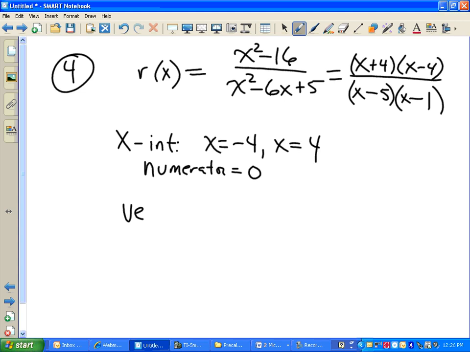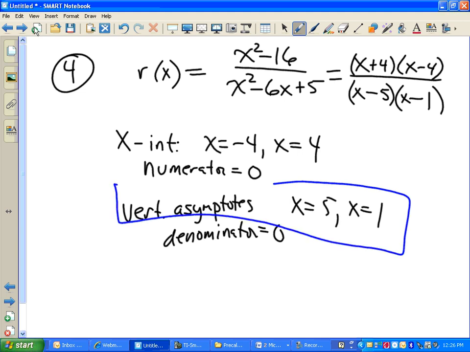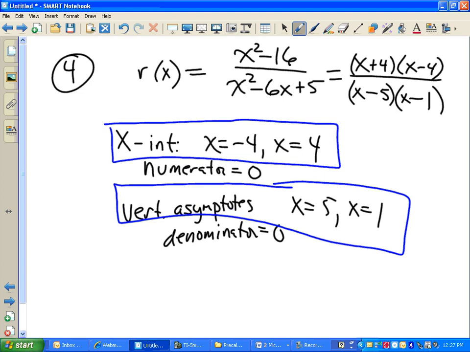For the vertical asymptotes, now we look at the denominator. When the denominator equals 0, that's when we're going to have a vertical asymptote. In this case, the denominator equals 0 when x equals 5 and x equals 1. Now, to be thorough, we should consider the case where these two sets of answers overlap or yield the same number. Because if they do, they are neither x-intercepts nor vertical asymptotes. If you will, they sort of cancel each other out.